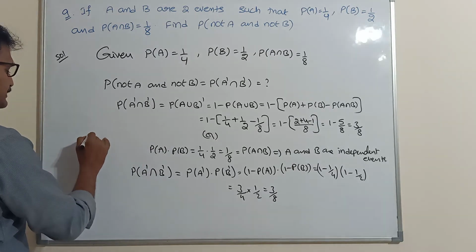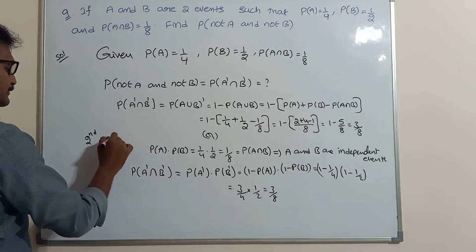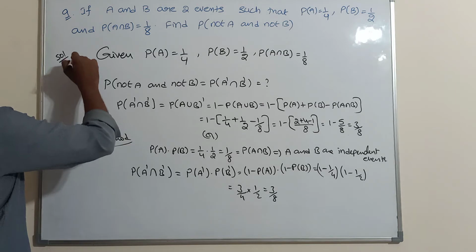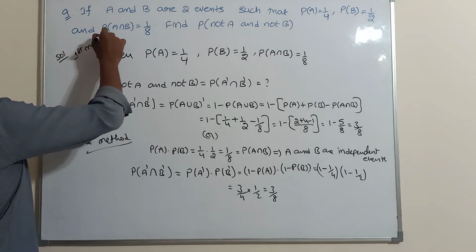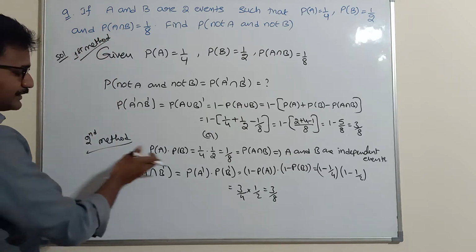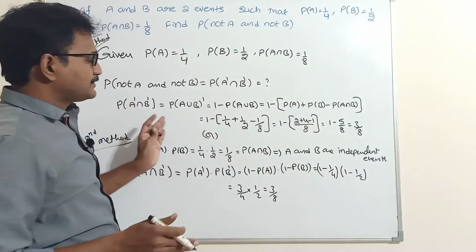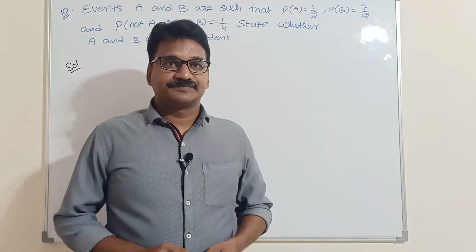So we can do it either in this method or in this method. This is the second method and this is the first method. This problem we can solve in two methods. If you take independent events, you have to do like this. Otherwise, in general, we can do like this.